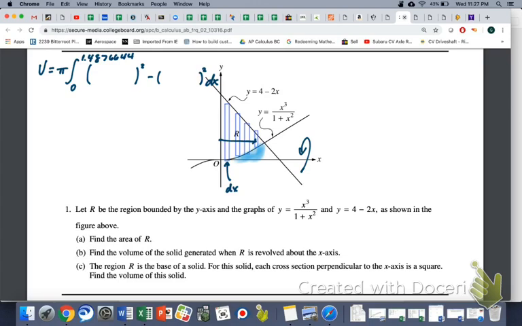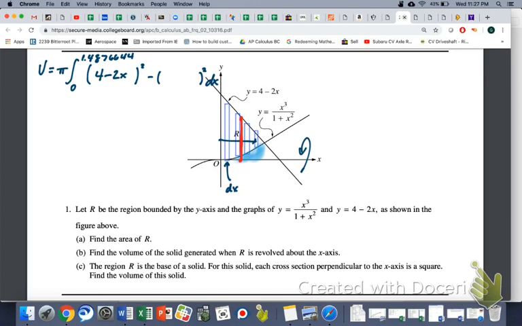And then the big radius, that would be the distance from the axis of rotation to the further away function. So that would be from this red dot to this other red dot. So the red line segment, that would be the big radius. That's simply the distance from the line to the x-axis. So that would be 4 minus 2x. So that's my first radius there.